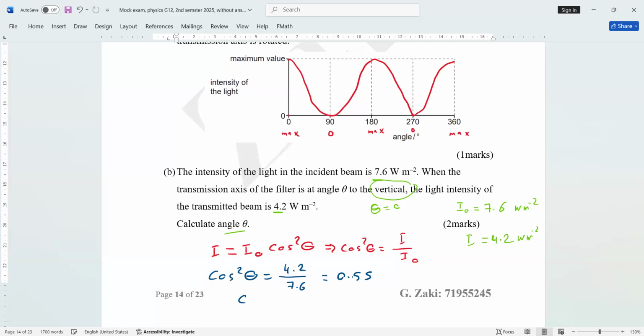Take the square root: cosine theta equals the square root of the answer, 0.74. Then we can get theta. Shift cosine, or arc cosine, of 0.74. So theta is 41.97 degrees. Next part.